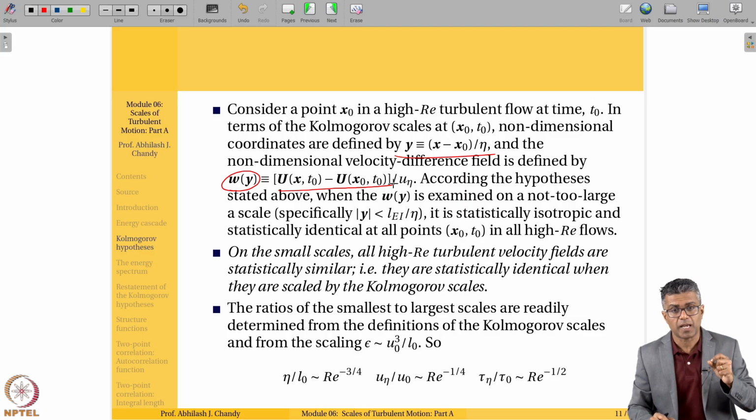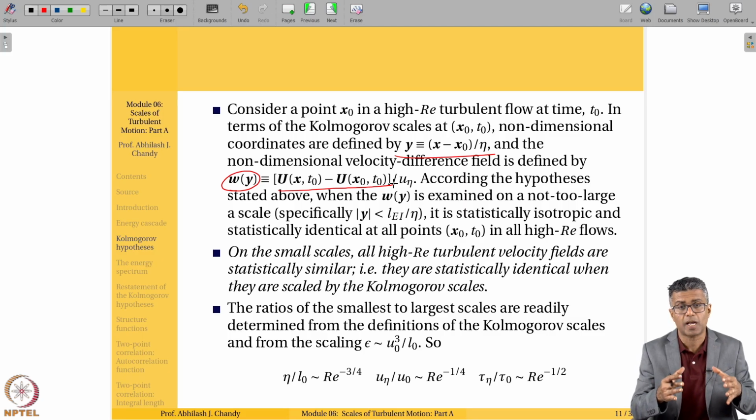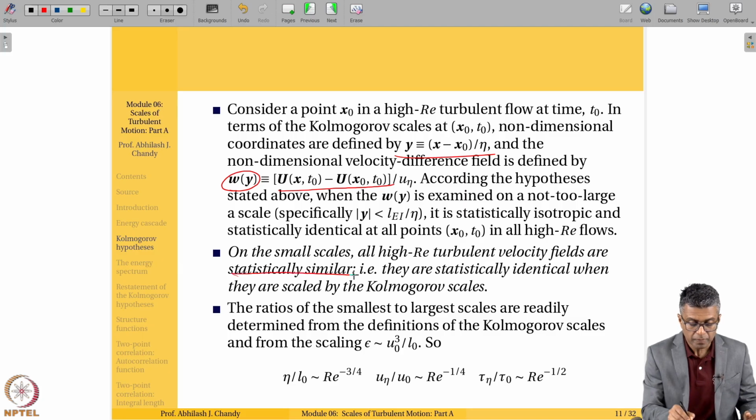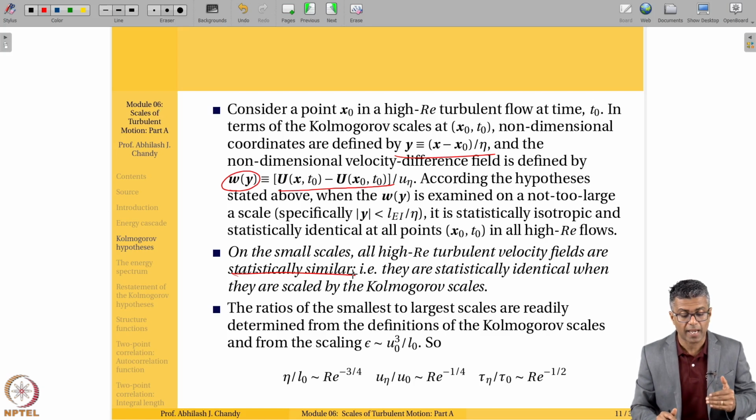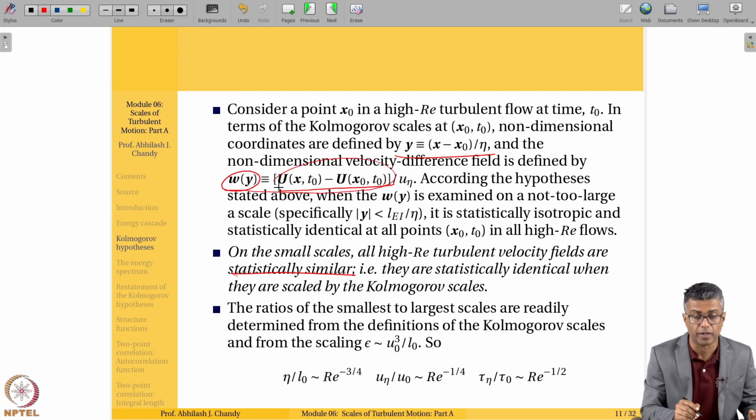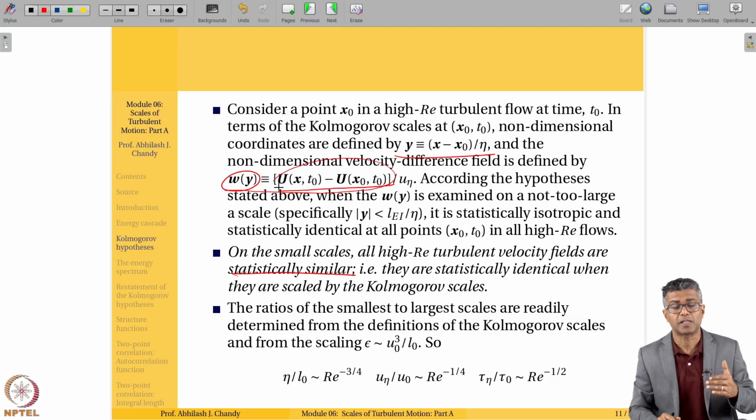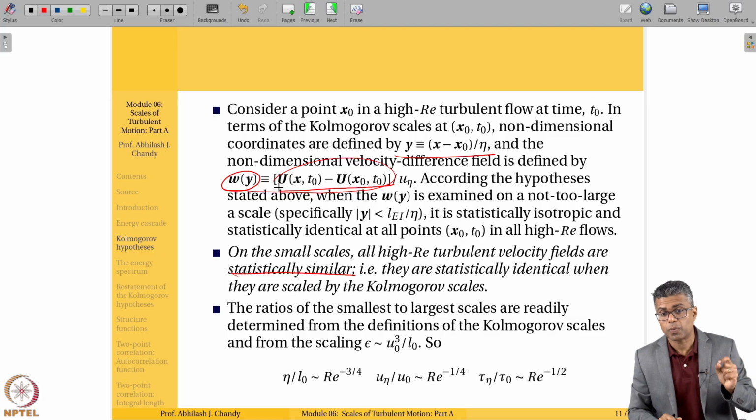So this means that when we say that the small scales are universal, they are statistically similar. So on the small scales, all high Reynolds number turbulent velocity fields are statistically similar. But more importantly, they are statistically identical when you scale them with the Kolmogorov scales. So that is what we are doing here. When we scale them with the Kolmogorov scales, statistically they are going to be identical. Okay, so that's where we were at when we ended last class.